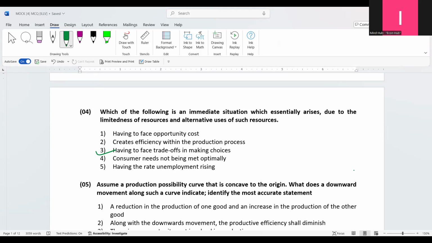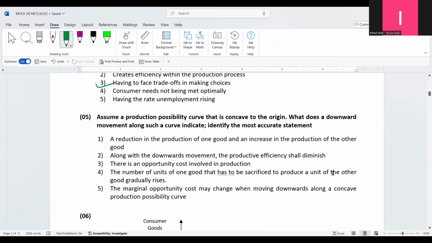Hopefully that is the answer I have given also, right? When you have to make this or face this trade-off and make a choice, that is what leads to opportunity cost. So opportunity cost is a result of making a choice. Immediately you have to make a choice.